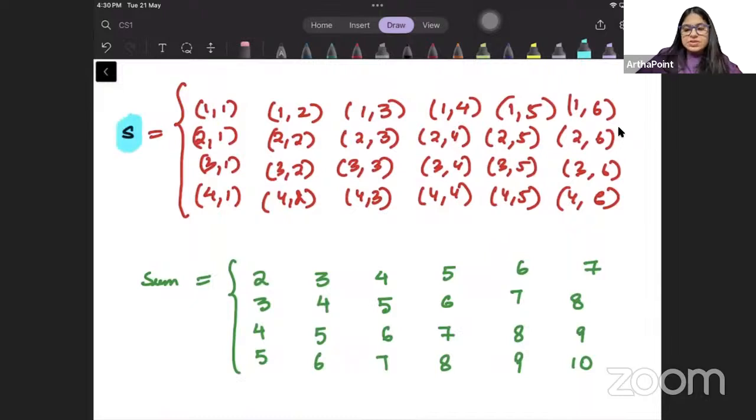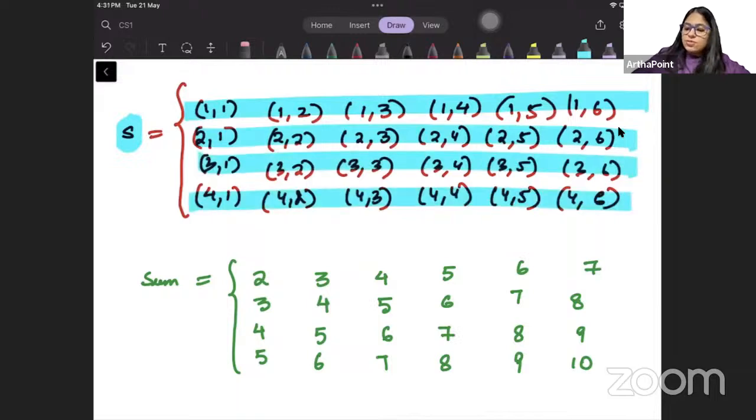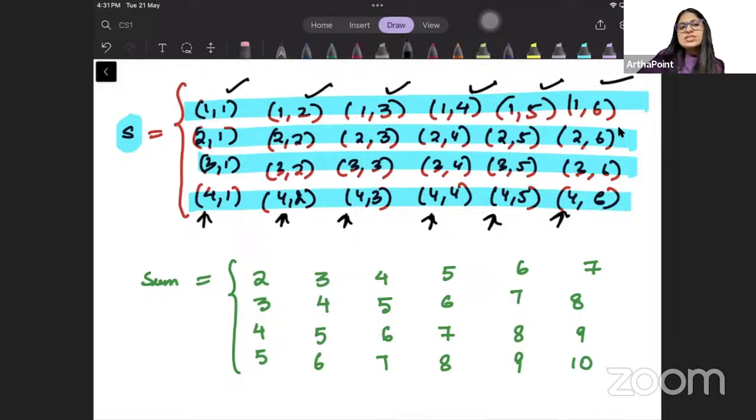So I have written the sample space here. This is my sample space. But what I have done now is that I have considered only till 4 for one die. See, on this die we are only going till 4. And for the other one, we are going till 6: 1, 2, 3, 4, 5, and 6. Is this clear?